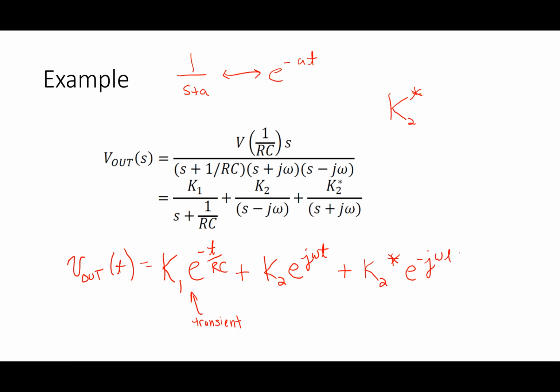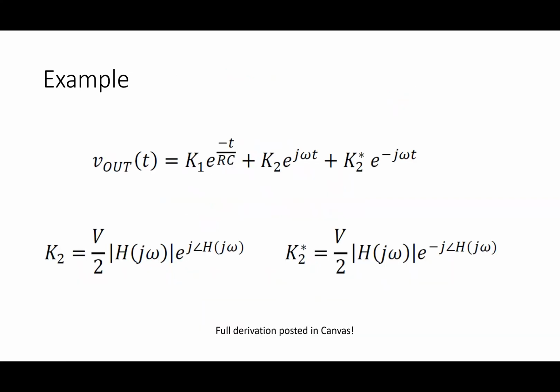Now, isn't that just 2 cosine omega t? All right, winner, he knew where I was going with that. So if I redo that, you look at it and this guy would basically become a cosine expression. If I have e to the j omega t and e to the minus j omega t, it becomes a cosine expression.